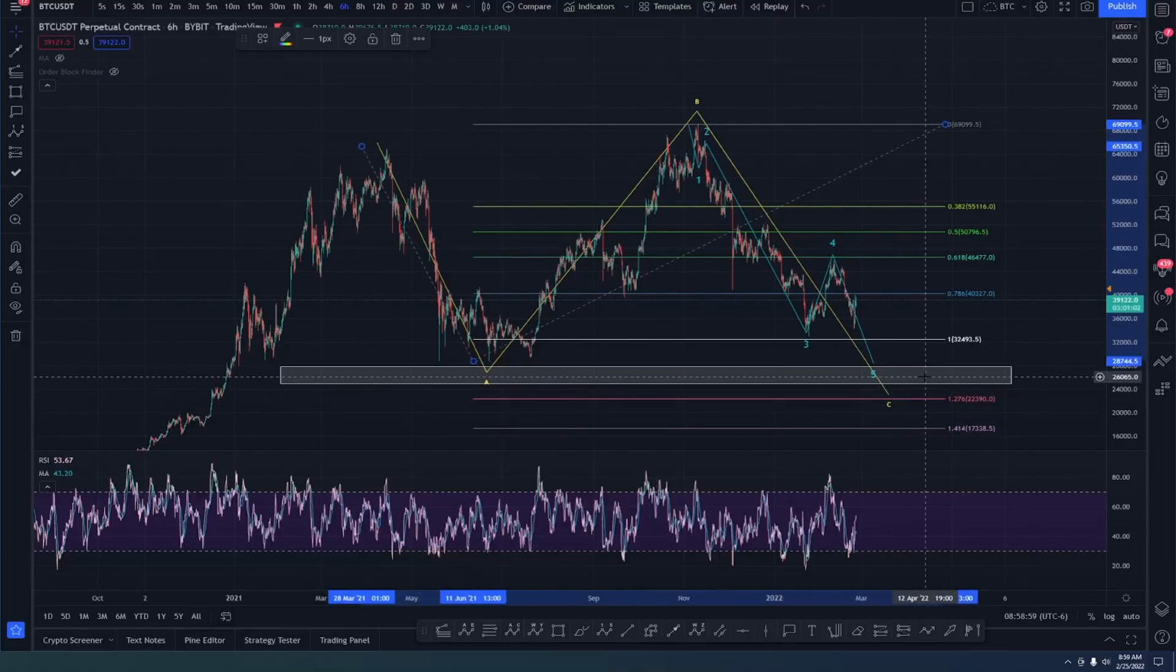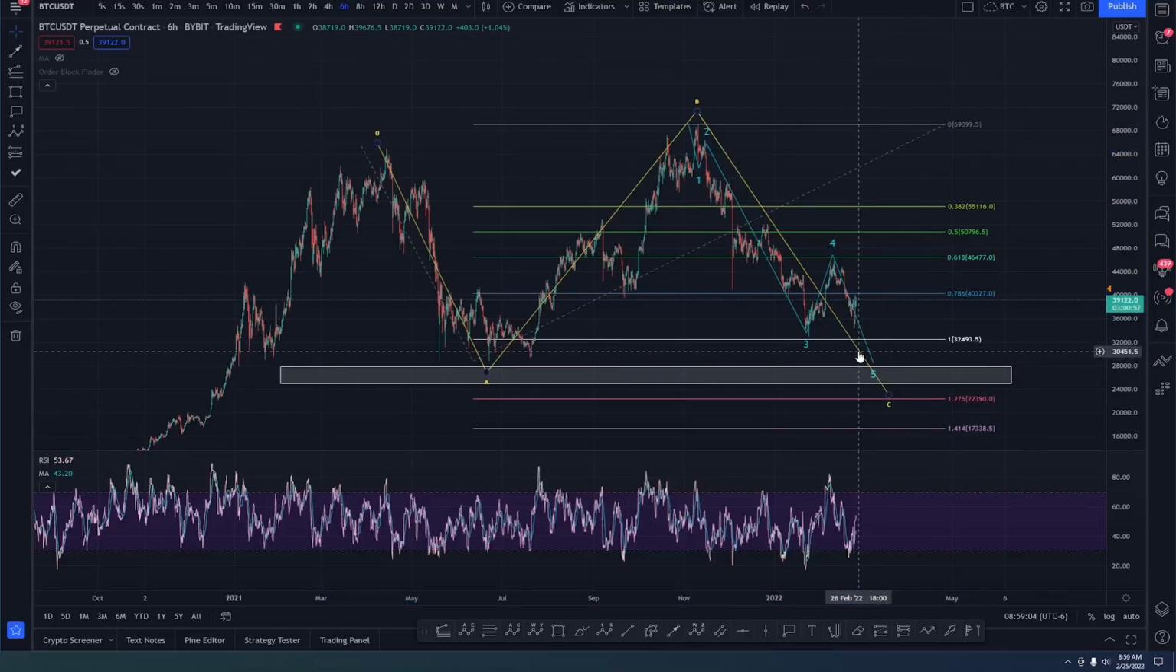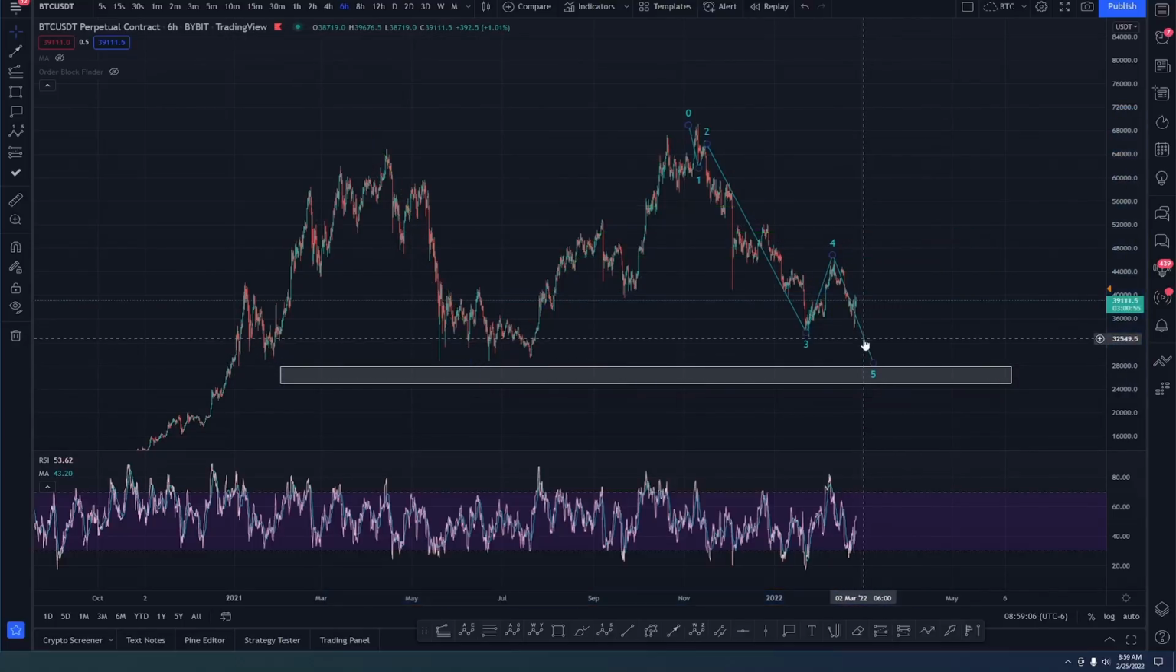So there's the macro idea, okay? Now, another idea is in play, another macro idea. And again, I'm just sharing these so you have some context.